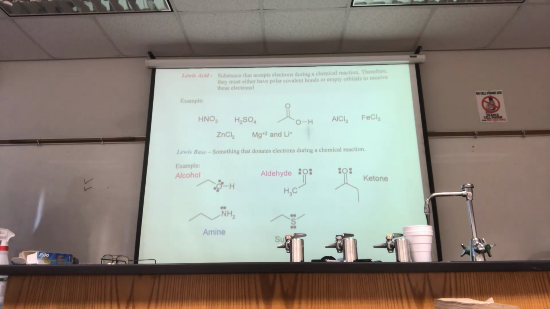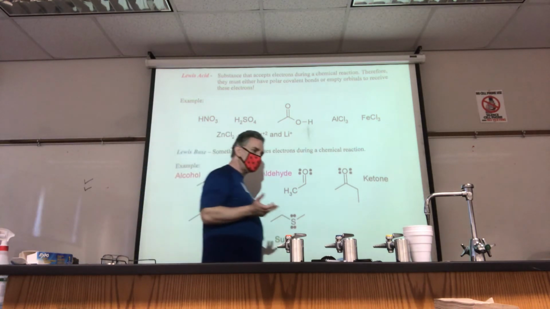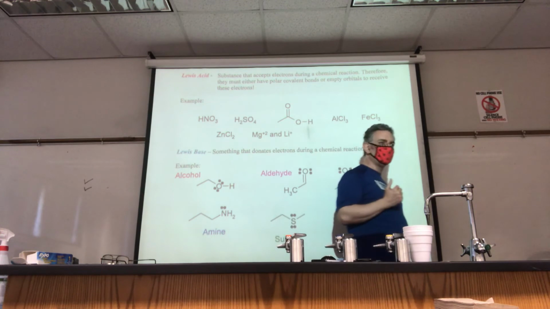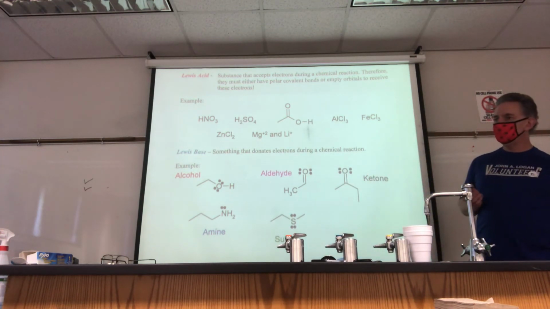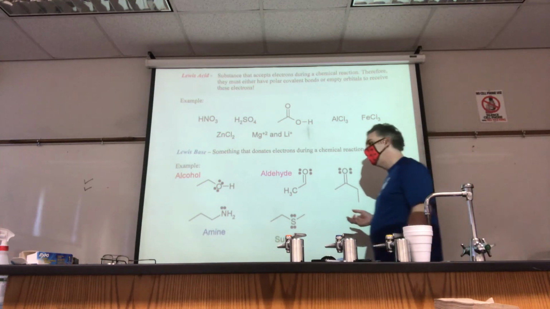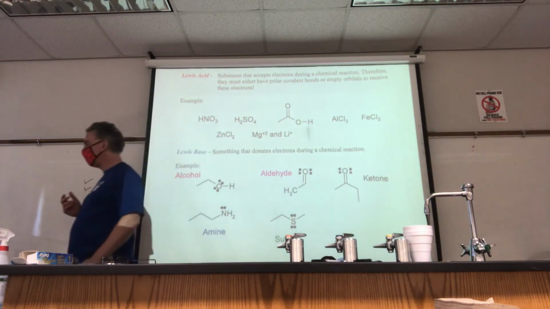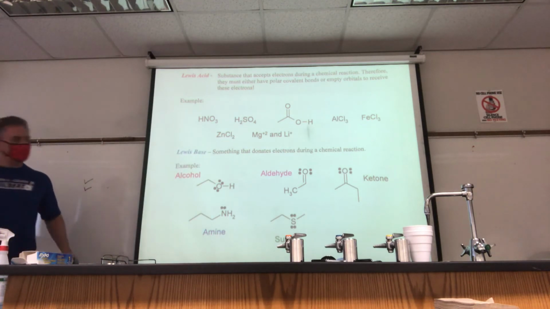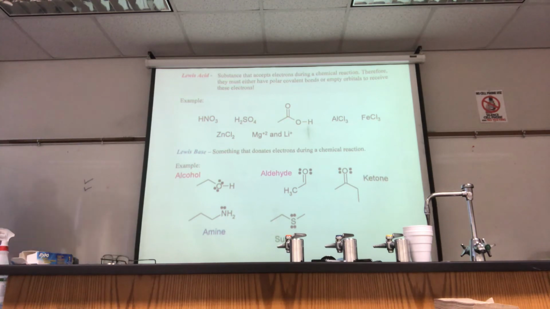Lewis tells us that an acid is an electron acceptor, and a base is an electron donator. You can rationalize this by just thinking about the examples we have for acid-base chemistry, even just, let me go back a second.